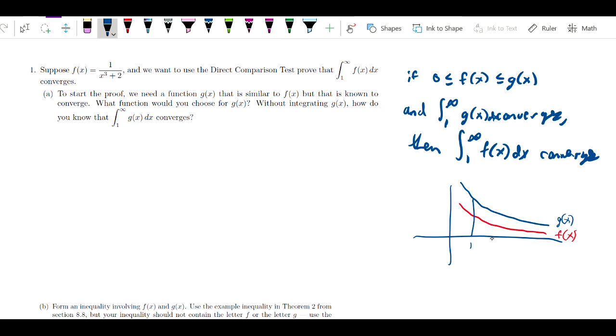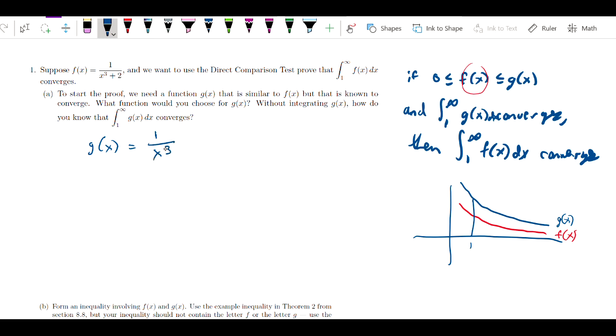So the way we prove it is we don't actually compare the integrals themselves, we compare the functions. What we can see is that f of x, the red function, is actually less than g of x. So with all that said, we need to find a g of x that is known to converge. The choice of g of x is going to be 1 over x cubed.